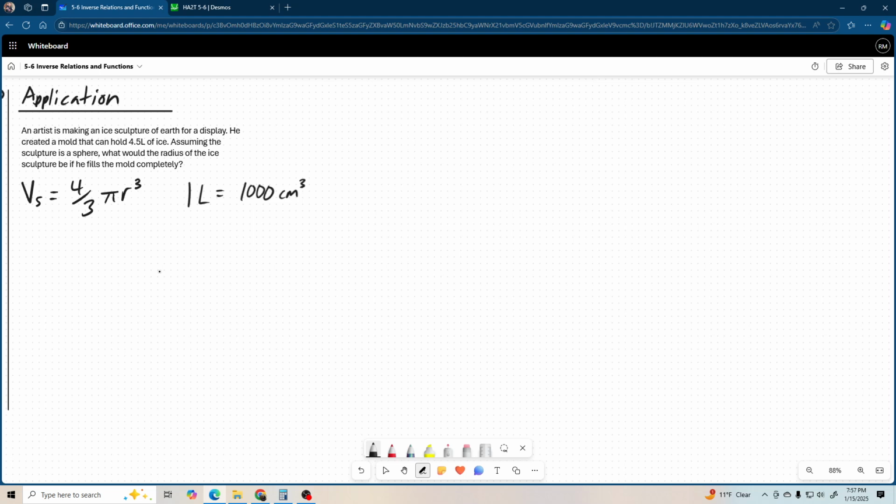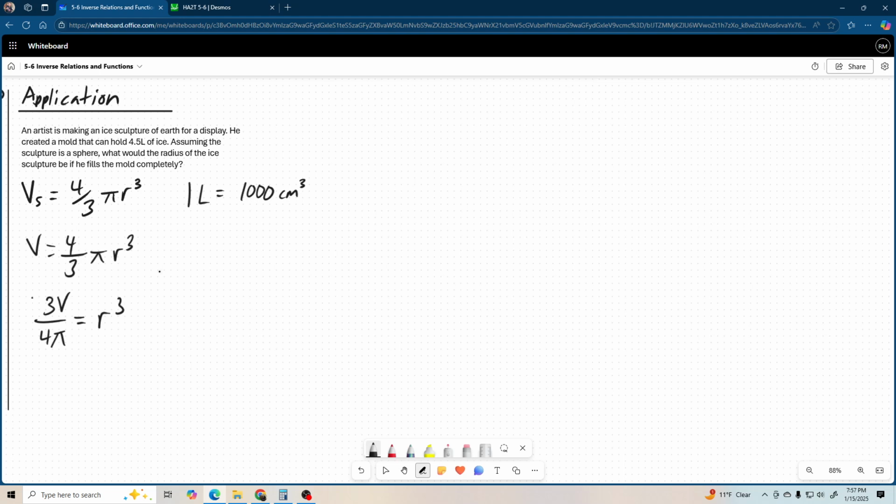So if we solve for r, let's just rewrite this. V equals 4/3 pi r cubed. If we try to isolate r, we're going to multiply by 3/4, and then divide by pi, essentially. So this is going to be 3/4 pi, and this is times v. So this is 3v/4 pi equals r cubed, right?